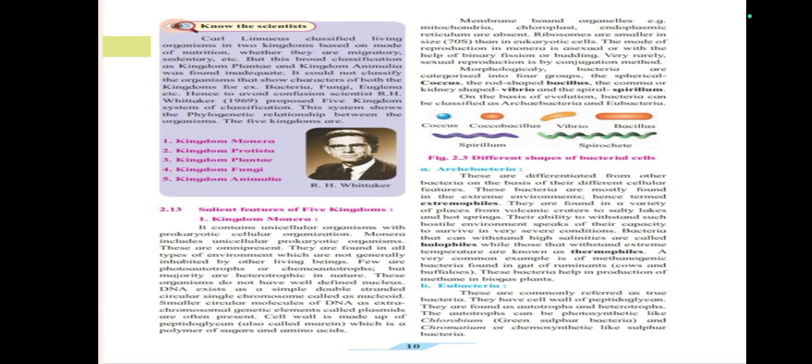Hence, to avoid confusion, scientist R.H. Whittaker in 1969 proposed the five kingdom system of classification. This system shows the phylogenetic relationship between the organisms. The five kingdoms are kingdom Monera, kingdom Protista, kingdom Plantae, kingdom Fungi, kingdom Animalia. Salient features of the five kingdoms: Monera. It contains unicellular organisms with prokaryotic cells. Monera includes unicellular prokaryotic organisms.